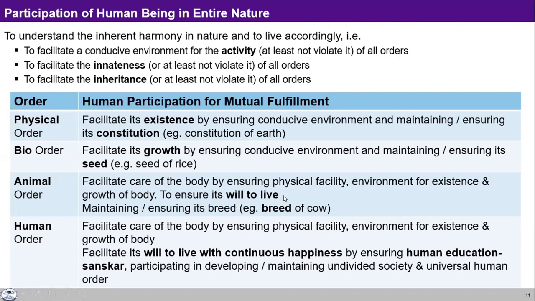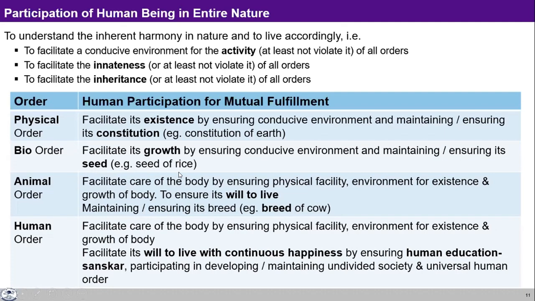So the animal order has the will to live. And many times, to consume food, we are hampering this will to live, which is not acceptable naturally. So we have to look for ways where we can nurture our body by facilitating the inheritance of the bio order. So all these things we have to take into account.